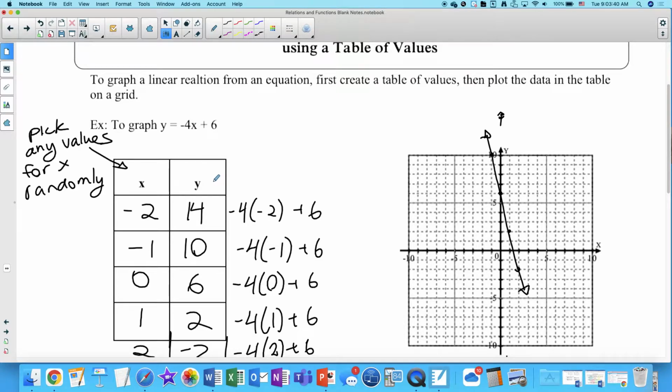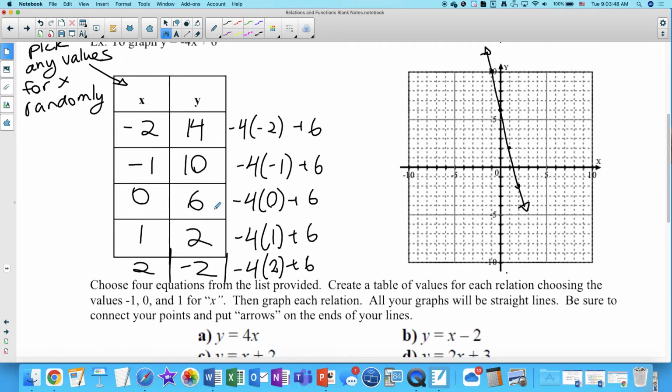Okay, so I'm also going to introduce the words input and output. The input values in this scenario would be the x values because those are the ones that we're inputting or plugging in to the equation, y equals negative x plus 4. These y values are called the output values. That's what we get after we plug the x or the input value into the equation. So this is just some new vocabulary, input versus output.